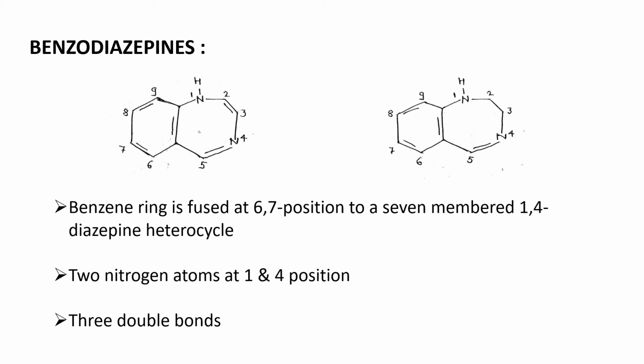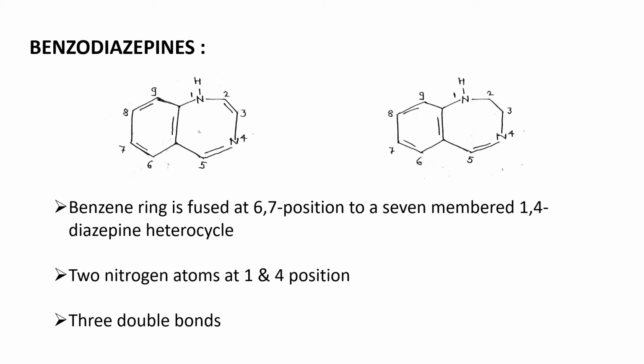Benzodiazepine is composed of a benzene ring which is fused at the 6-7 position of a 7-membered 1,4-diazepine heterocyclic ring having 2 nitrogen atoms at 1 and 4 positions and 3 double bonds.